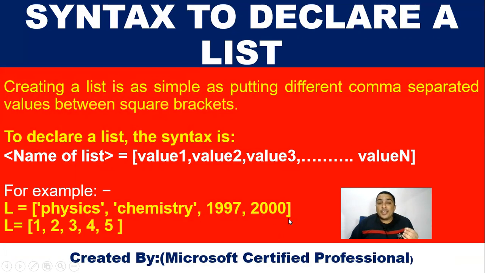So dear student, creating a list is very simple in Python. You can put different comma separated values in square brackets and create a list.